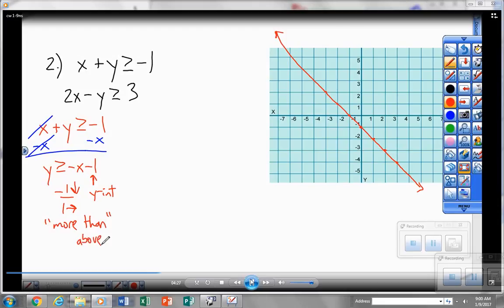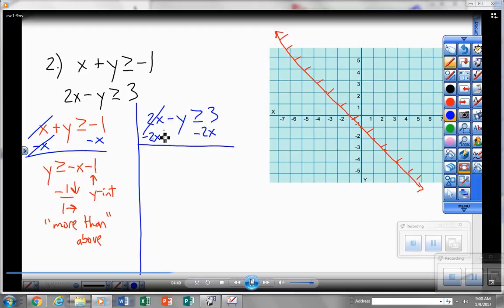So I'm going to shade above. The next inequality is not solved for y, so this one requires 2 steps. My first step is to subtract 2x on both sides. Bring down the negative y. And the inequality is still in the more than direction, negative 2x plus 3. And now this last step, that is negative 1 times y right there.